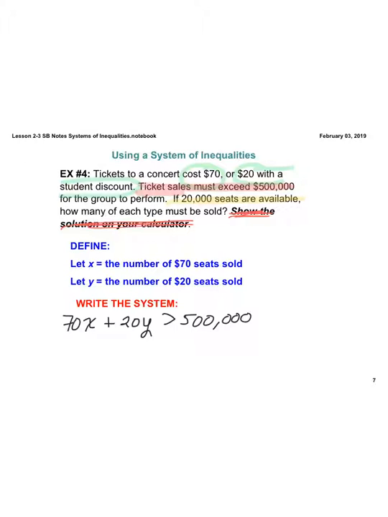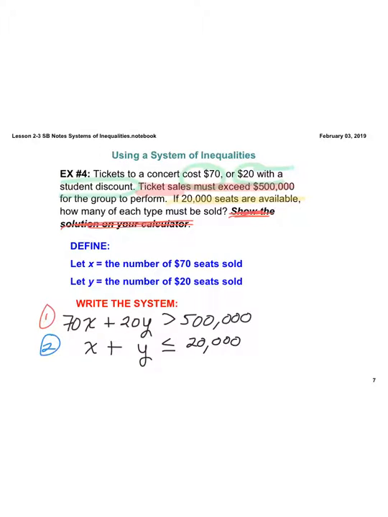All right, so then our second inequality is going to be dealing with the 20,000 seats. The number of $70 seats plus the number of $20 seats cannot exceed 20,000 seats total. So that's a constraint. So we've got X plus Y, the number of each type of seat, has to be less than or equal to, because I could sell up to 20,000 seats. So in this particular one, I could have an equal sign.